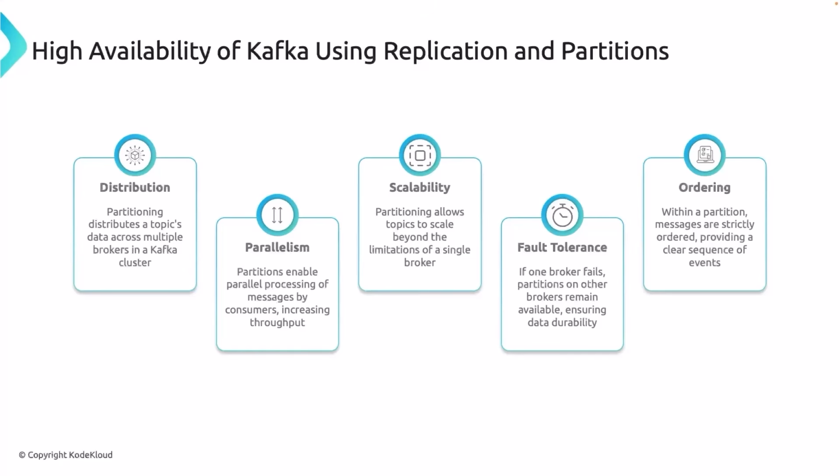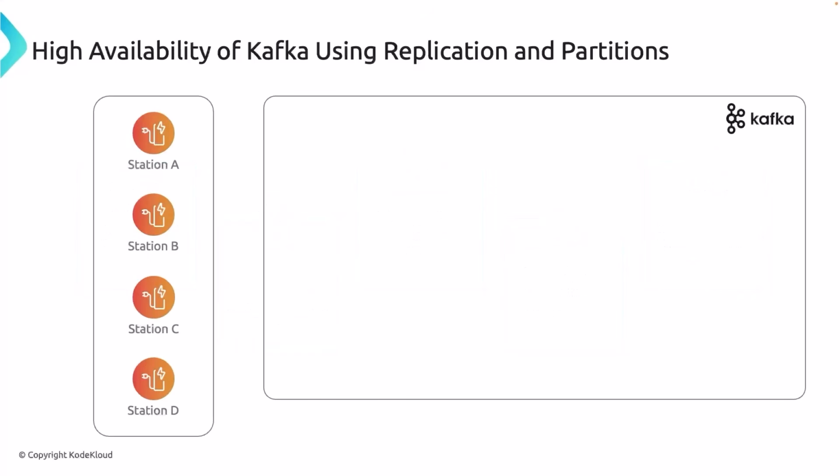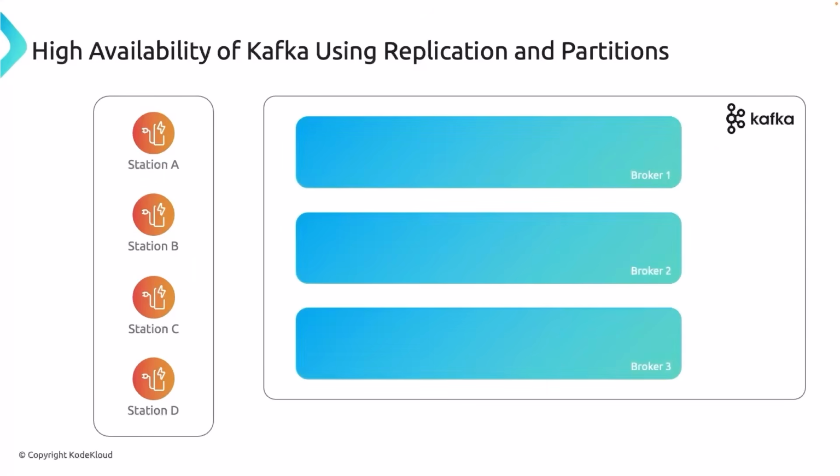Well, now that we have covered at a high level the benefits of partitions in Kafka, let us zoom in on the specifics of partitions in Kafka. But before that, let us update our architectural diagram and see how it looks. So we have our Kafka cluster, we have our charging station. Then we have 3 brokers. We have a topic called charging station topic.